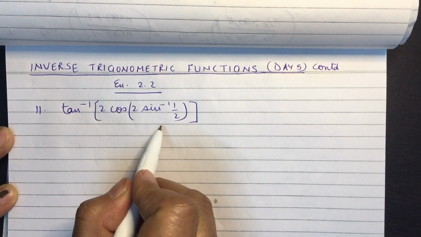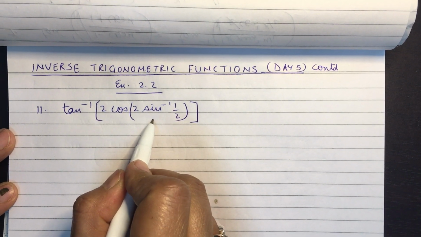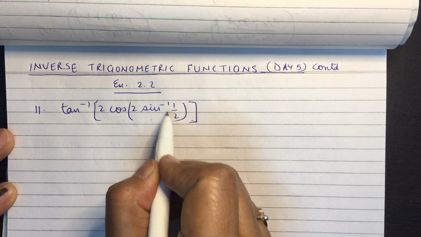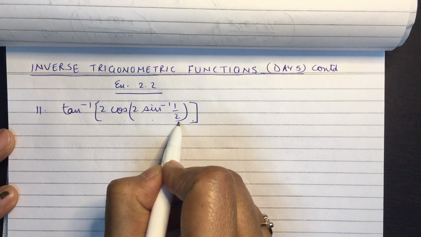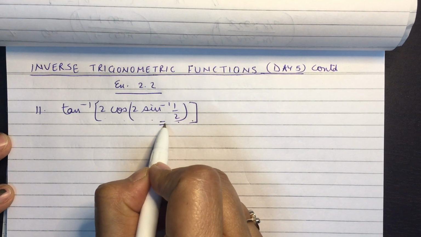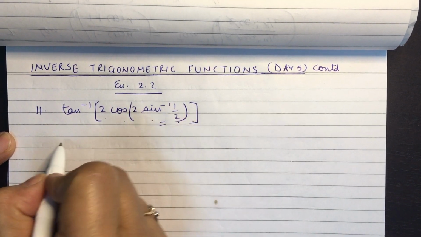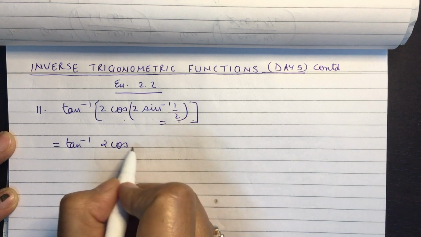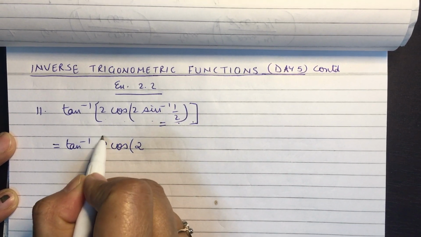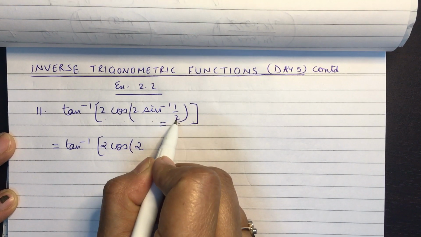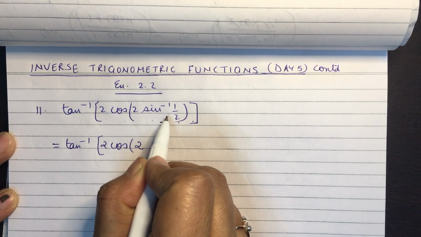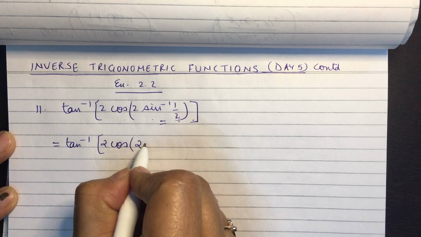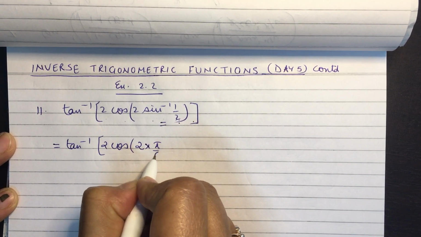Now in order to solve this, as we all know, when there are too many brackets involved, we start with the innermost function. So first of all, let's start with this part. So what do we get? This is equal to tan inverse 2 cos 2 times sine inverse half. Now sine inverse half is what? For what value of sine do we get half? For 30 degrees, which is pi by 6. So you get pi by 6.